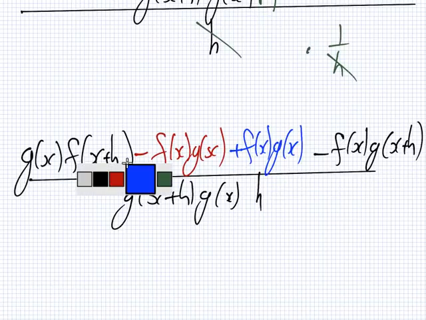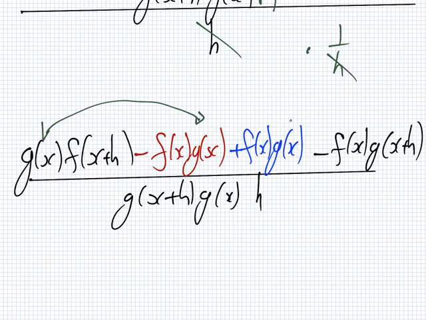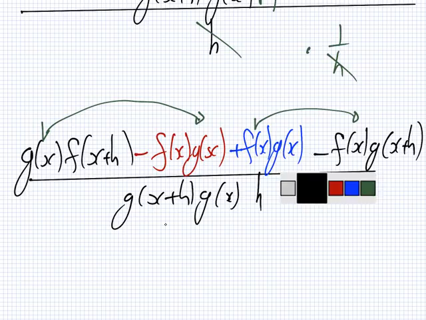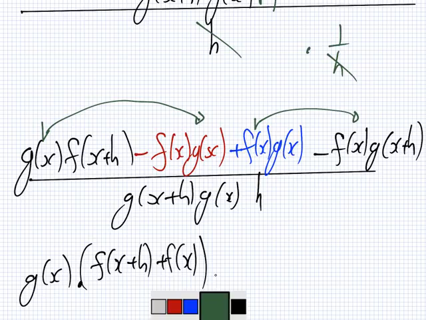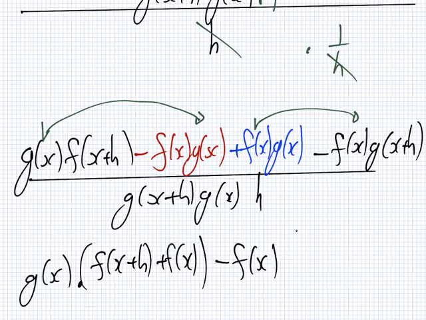But what's in common in the first two here? g(x). And what's in common in these two? f(x). So let me take out g(x). I have g(x) bracket f(x+h) minus f(x). Now just be careful, I'm actually going to take out minus f(x). So I'm left with g(x+h) minus g(x). I'm taking a minus out, not the plus.